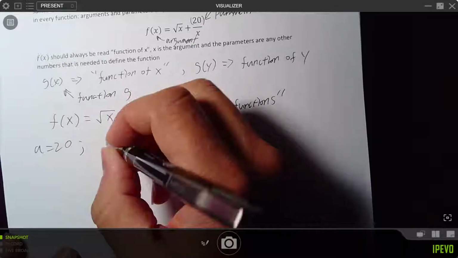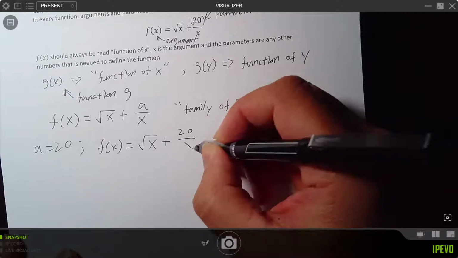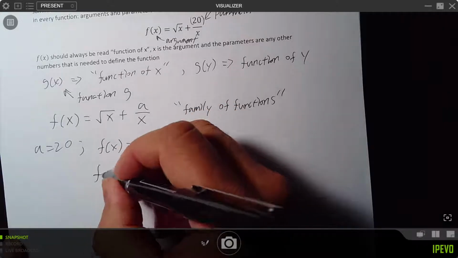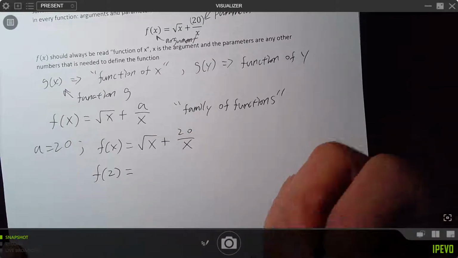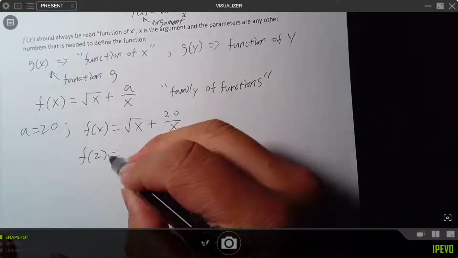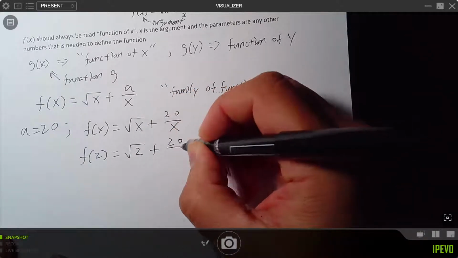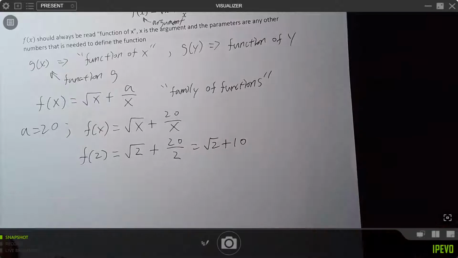Then f of x, I can just rewrite as the square root of x plus 20, over x. Now how do I evaluate it? I put in an argument. Let's say x equals 2, and it's just a very simple substitution. Wherever I see x, I plug in 2. So here I have the square root of 2 plus 20 over 2, or the square root of 2 plus 10. Generally you can leave it like that. If you want a more specific approximation, you can take the square root in your calculator.